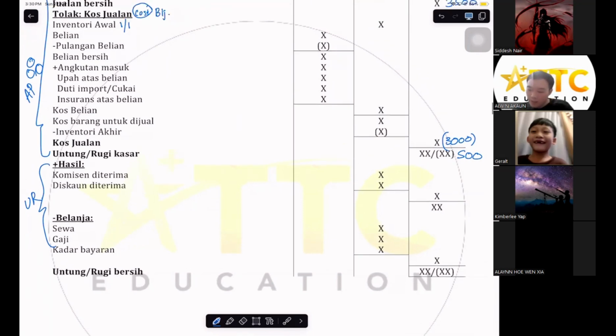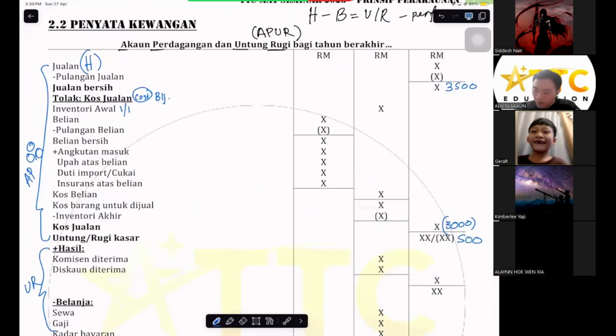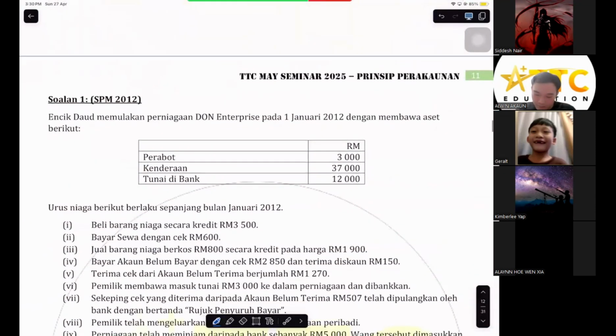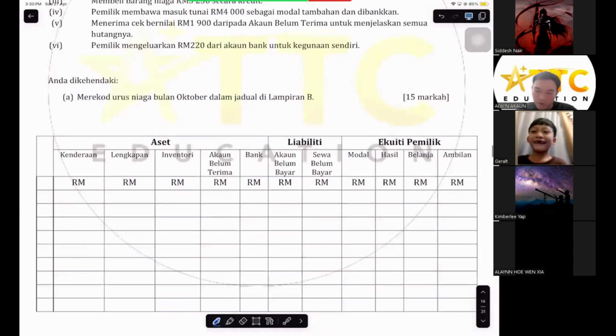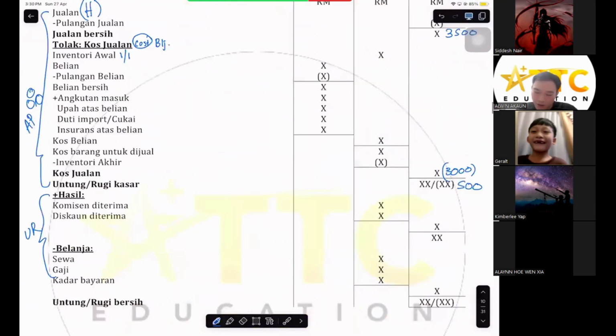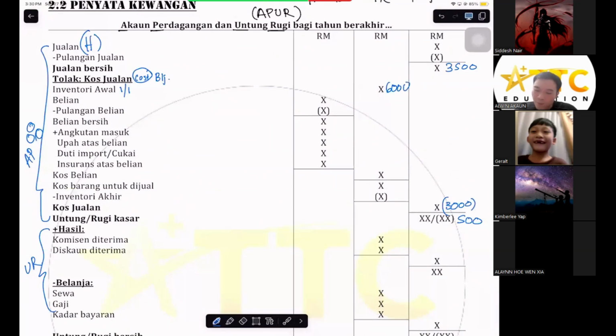Now, here 3,000 for this part over here. We also buy things along the year. Of course, you buy things along the year. So let's say inventory awal I take earlier one, 6,000, right? And this is inventory awal. Inventory awal will be over here. Awal normally is the first day of your accounting period.